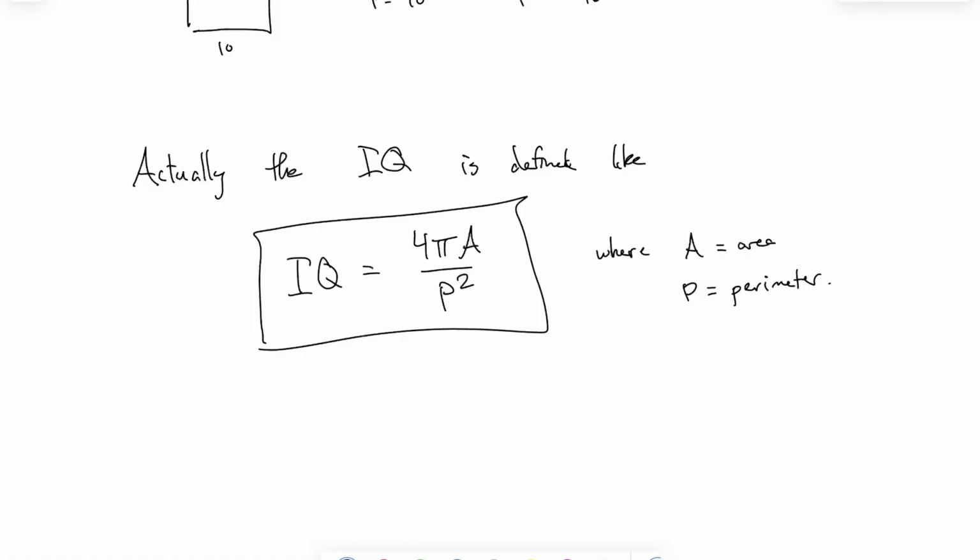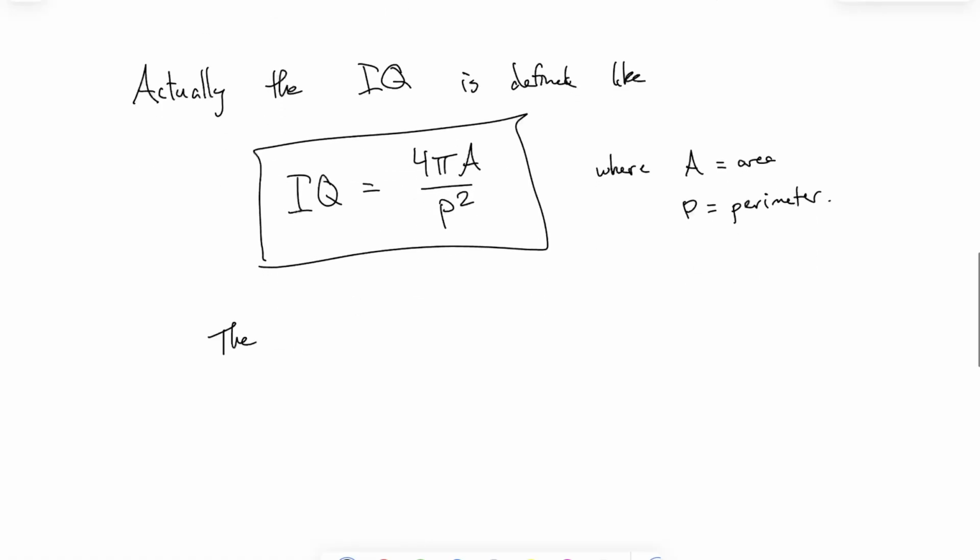What's the purpose of the 4 pi? Pi is this special number from geometry, and the whole point of pi is that it's a relationship between the diameter of a circle and the circumference, which is the perimeter of a circle. So the 4 pi here has to do with the perimeter of a circle.